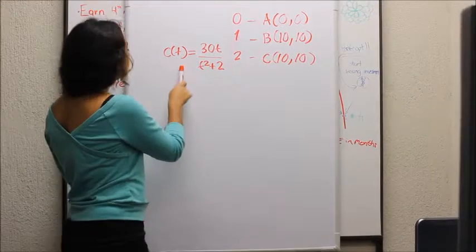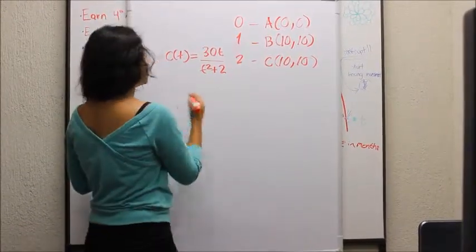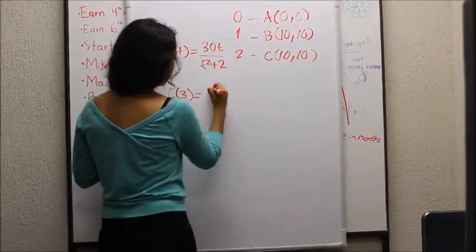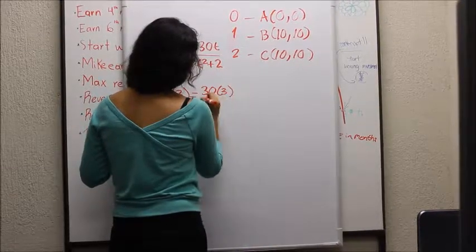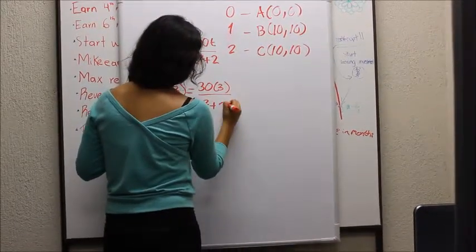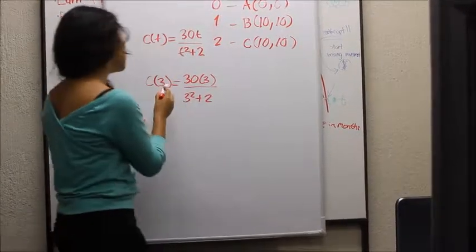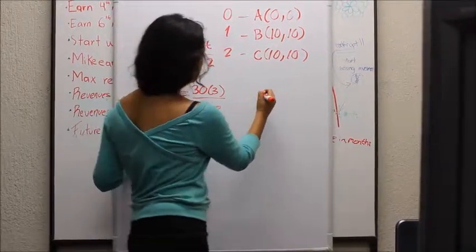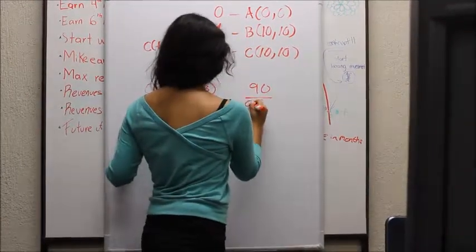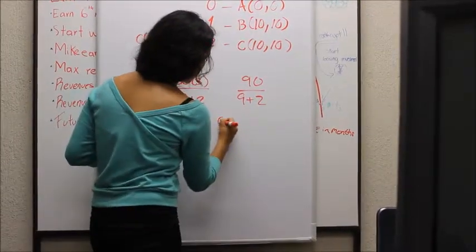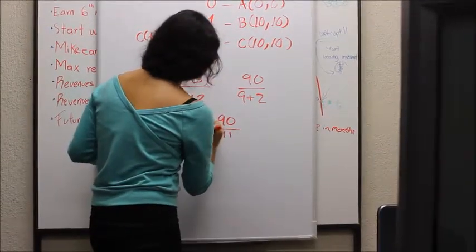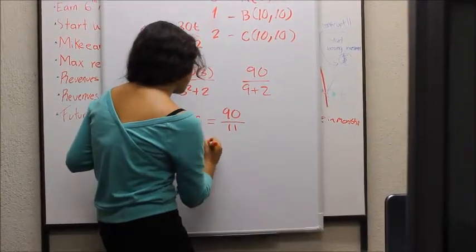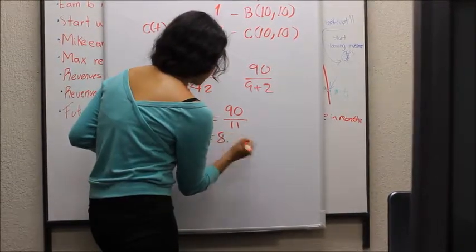Now we're going to do the same for the last time, and we're going to set t equal to 3. So we have C(3) equals 30 times 3 over 3 squared plus 2. That's going to equal 90 over 9 plus 2, and this is 90 over 11, which is equal to C. We're going to have a decimal, so it's going to be about 8 point something.